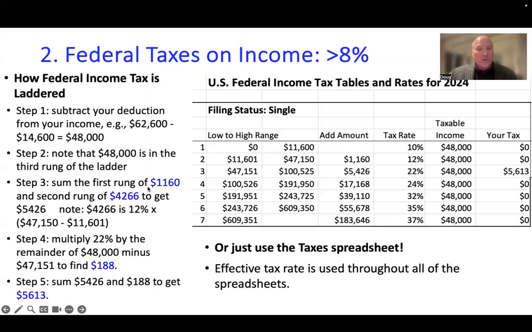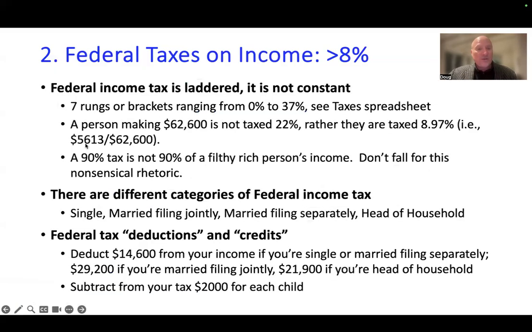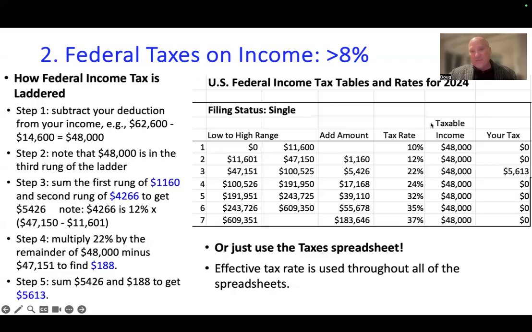We're going to add up those. We're going to add those blue numbers all together to get to 5613. And so the percentage is not 22%. Again, focusing only on the federal income tax. It's going to be 5613 divided by 62,600 to get about 9%. So yeah, somebody who's making 62,600 is not taxed 22%. At the federal level, they're taxed about 9% because of this somewhat complicated laddering system, but that's okay. It works to our advantage to use that.